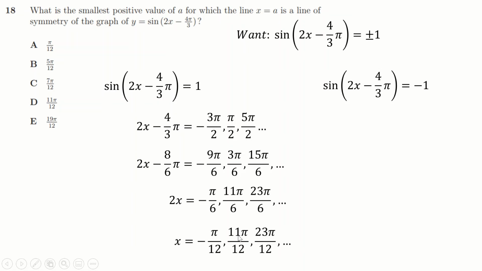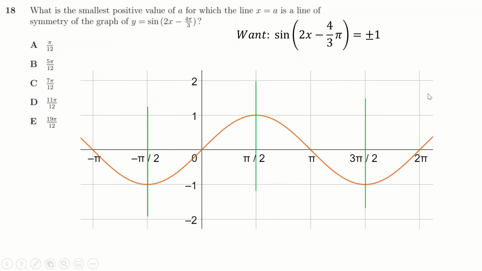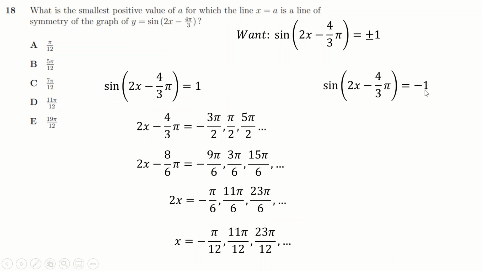So that's my answer so far, but I still need to deal with this case because I could also be symmetrical about the bottom parts of the graph, couldn't I? So I need to deal with that as well. Do sine inverse of minus 1, and you get these options.